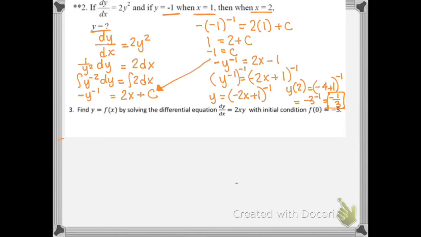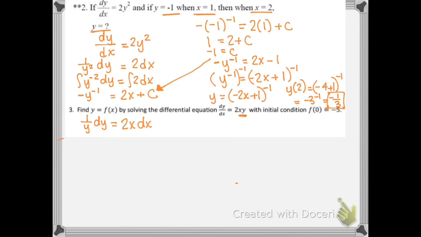Okay, next one. Find y equals f of x. So in other words, they're saying find the solution to the differential equation. And the differential equation is dy dx equals 2xy with the initial condition f of 0 equals negative 5. So how do we solve this? Well, first thing we're going to do is separate those variables. So I'm going to leave the dy on the left and bring the y over. So we're only separating variables by multiplying or dividing. So to bring that y over to the left, I divide to bring it. So the 2x is going to remain on the right, and I multiply to bring the dx to the other side.